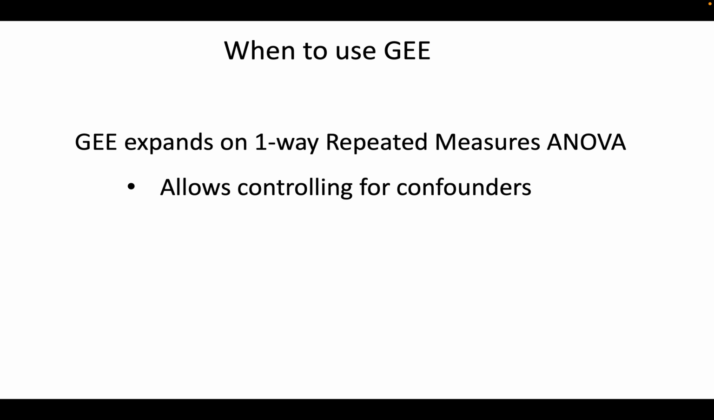So GEE expands on what you're able to do with something called one-way repeated measures ANOVA. That's like the bivariate version. The only thing you can't do with that is control for confounders, so you could only find a crude relationship. But with GEE, you can have the variables you're actually interested in, and anything that's confounding the relationship, you can control for analytically and include in the model.